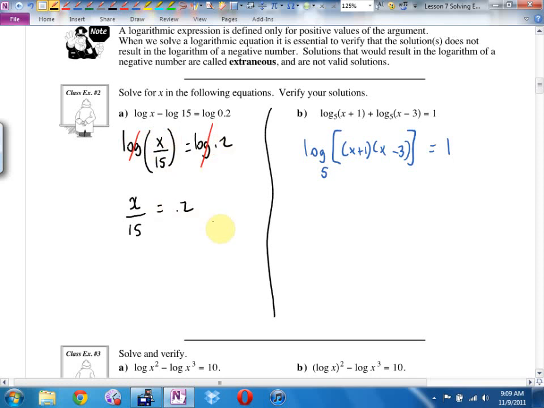Oh, how would I solve this? What's the 15 doing to the x? Dividing, so how will I move it over? x is 0.2 times 15. x is 3.